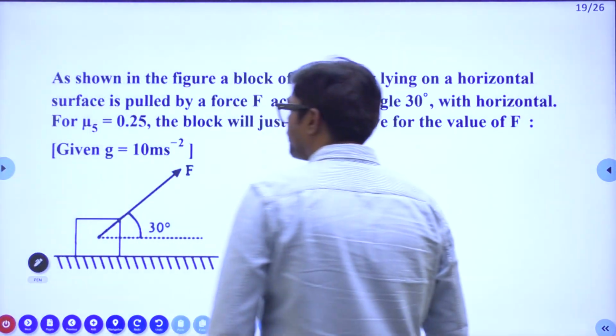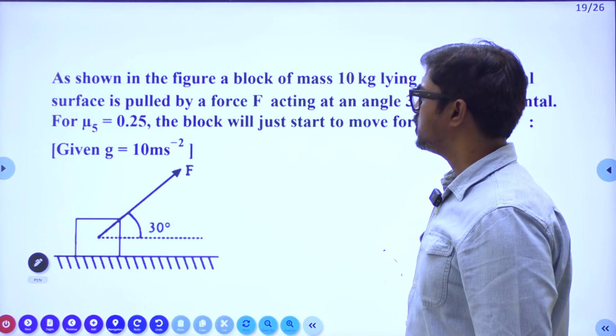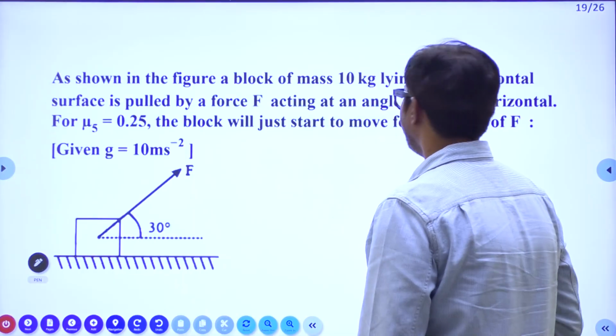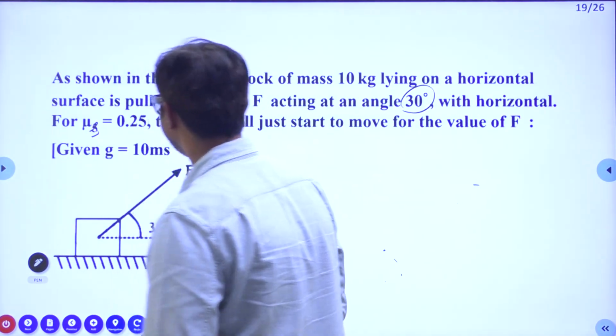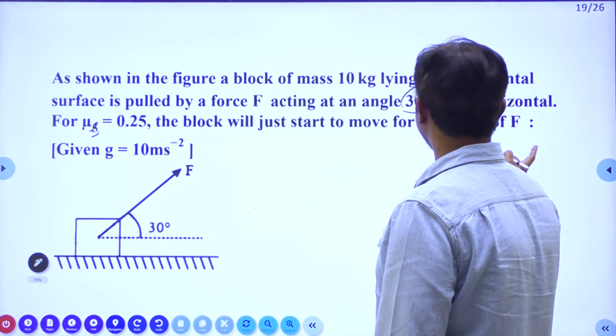Right, next problem. As shown in the figure, a block of mass 10 kg lying on a horizontal surface is pulled by a force F acting at an angle 30 degrees with the horizontal, where friction is given. I think this is mu s. Mu s is 0.25. The block will just start to move for the value of F.